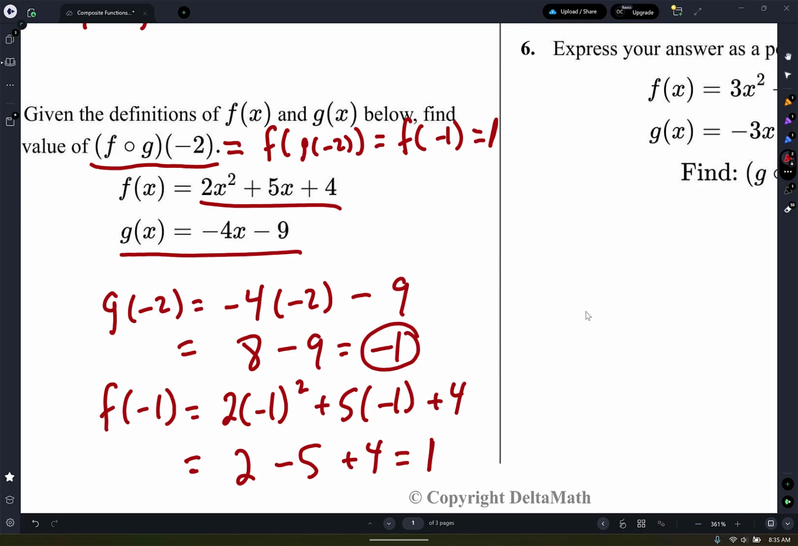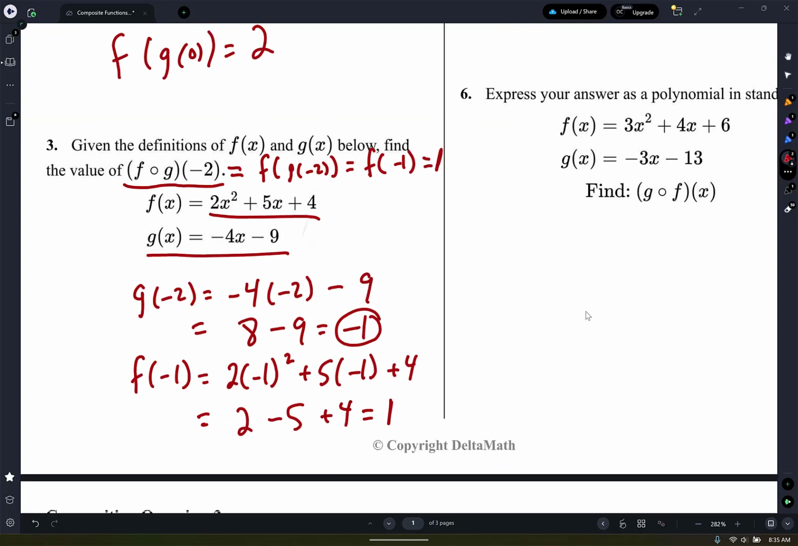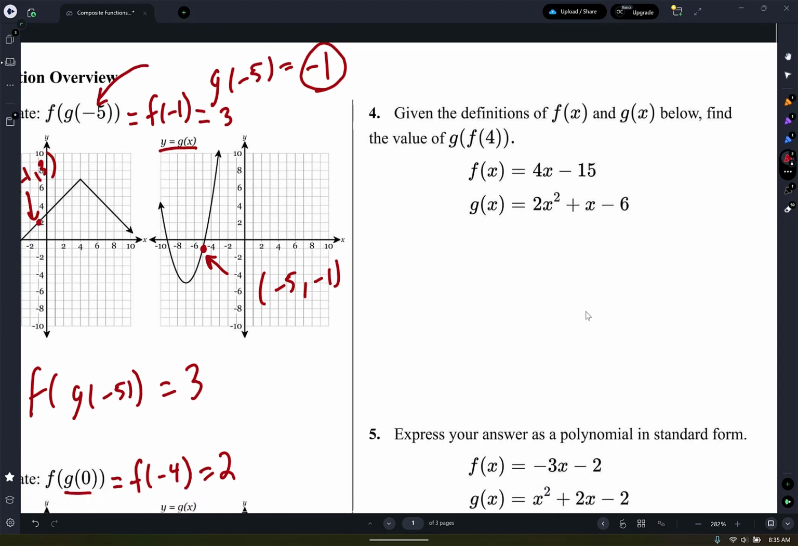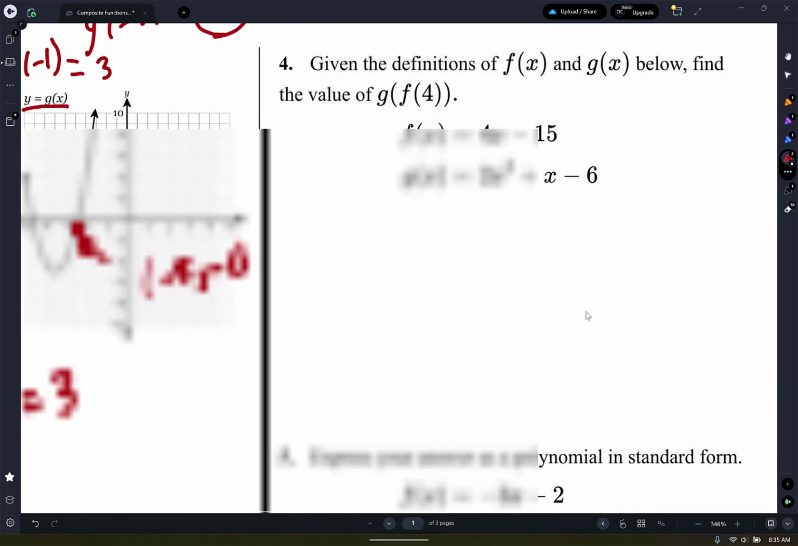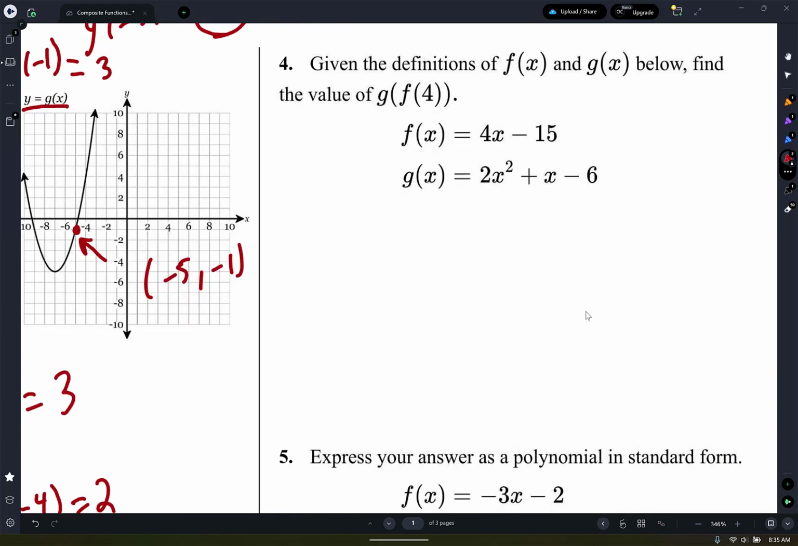Are we feeling okay, guys? Yeah, there is an overview. It's not supposed to be a lesson. So hopefully you guys feel like it's not too bad. Again, this one says g composite of f at 4. So you evaluate f of 4 first. So I'm going to go f of 4.